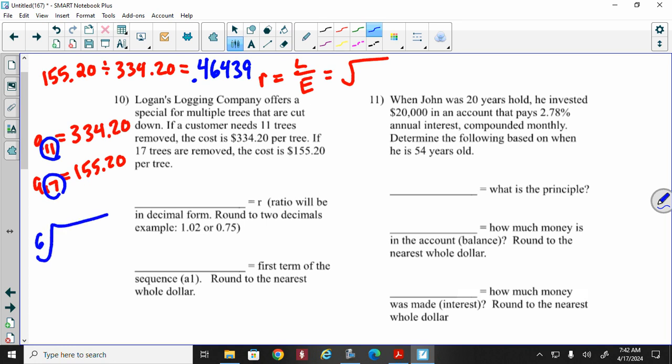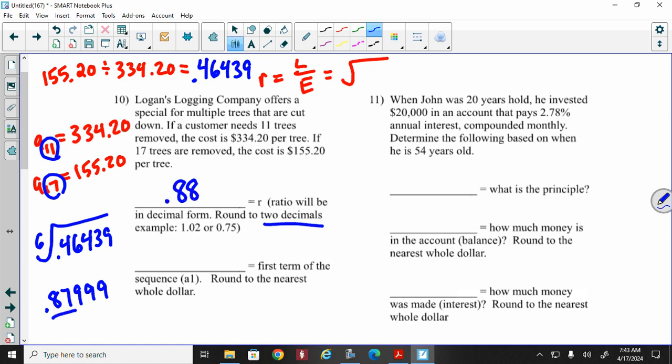So the 6th term of 0.46439. All right. Again, the more numbers you put down, the more accurate it is. And your answer is going to be, in my calculator, I got 0.87999, and it says round to 2 decimals, so 0.87 becomes 0.88.